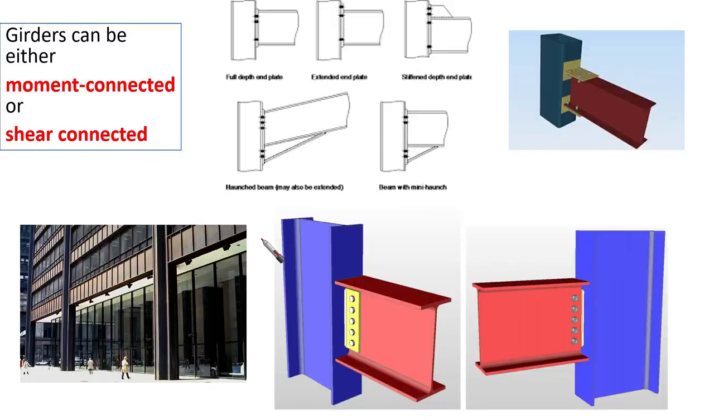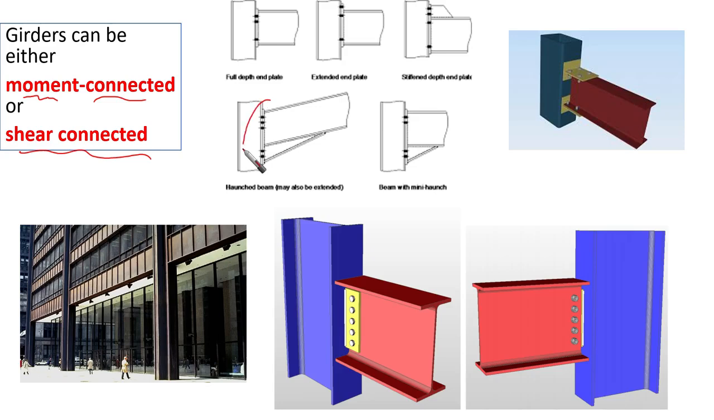Now we can talk about the beams from the connection point of view. Girders can be either moment connected or shear connected. Whenever you look at the end of the beam, you are going to find the type of connection gives you a hint whether it's a moment connection or shear connection.